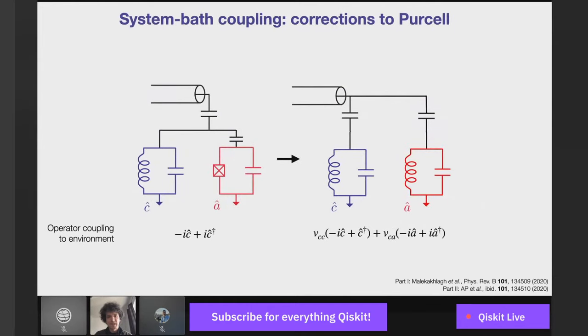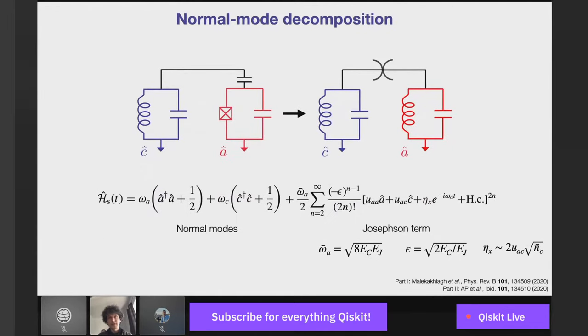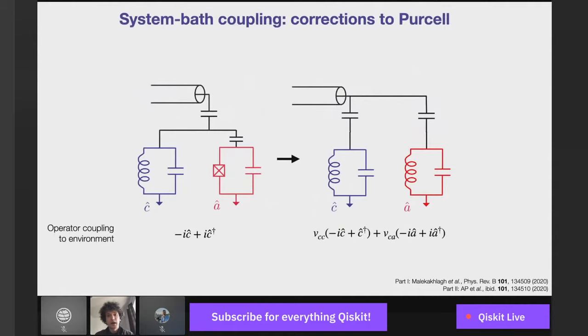So just to give you an impression of how we have worked out what happens to the system Hamiltonian, now what we need to do is work out what happens to the coupling of the system to its environment. When we have done this normal mode diagonalization, we have gone from a system of two coupled modes, one of which was coupled to the environment, to basically linear combinations of these two modes. And now what we find is that both of these modes couple capacitively to the same environment. So this is the source of the Purcell effect.